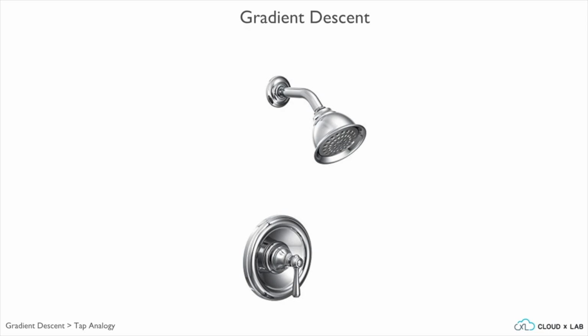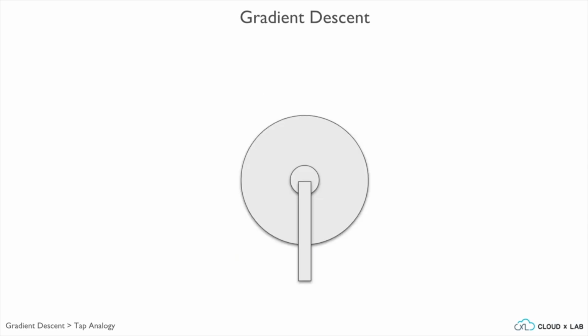Think for a moment. One approach could be that we start with the knob at extreme left and try all orientations. But that would take too much time as well as it would waste lots of water. Could you think of a better approach? Please take a moment to think. Alright, so this is what we would do if we follow the gradient descent algorithm.